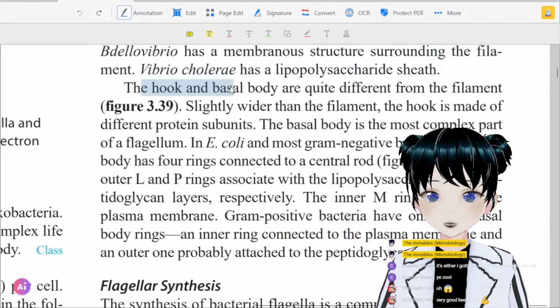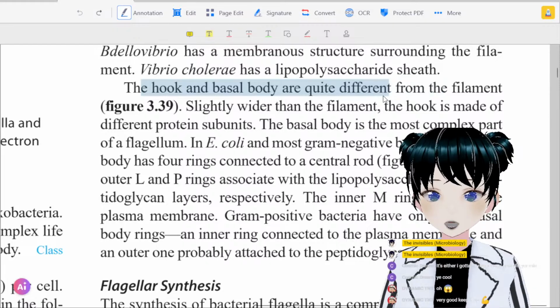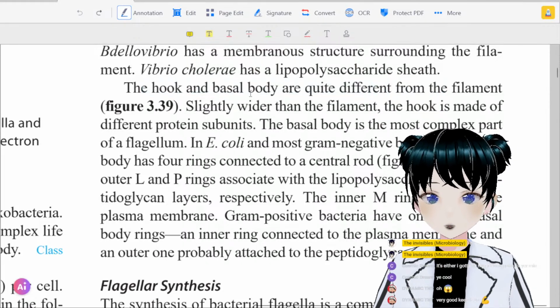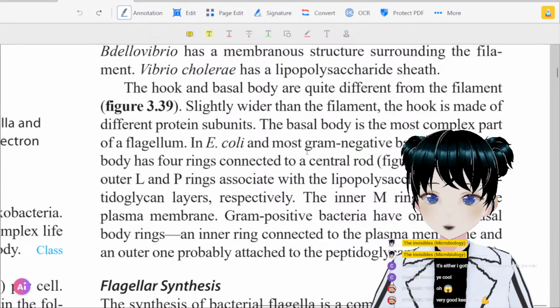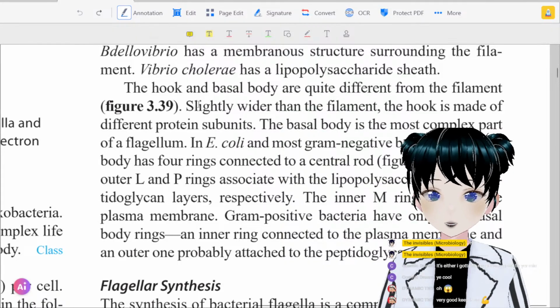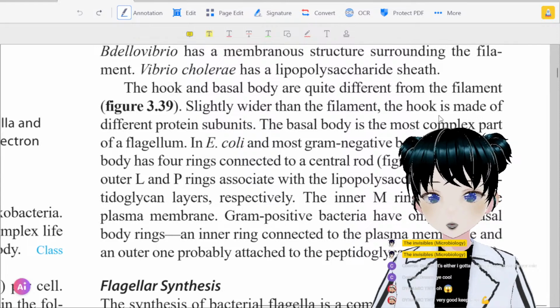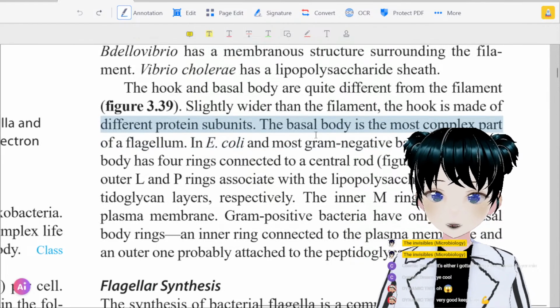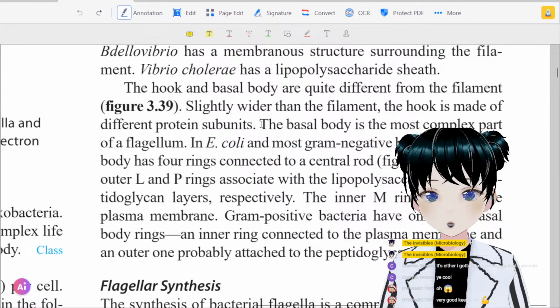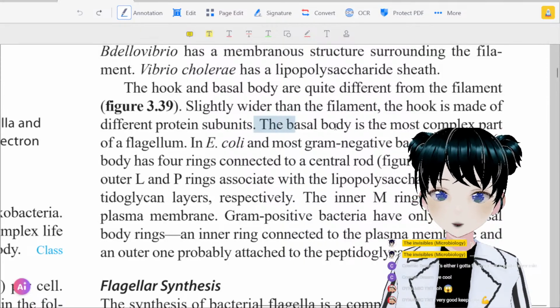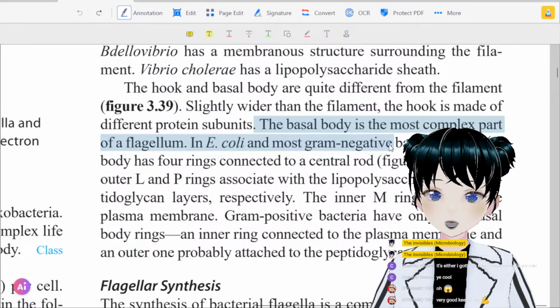The hook and basal body are quite different from the filament. Why? Because they are embedded in the cell, so of course their structure has to be compatible with the cell. The filament can do whatever it wants. Slightly wider than the filament, the hook is made up of different protein subunits, while the filament is made up of only one type of protein, and that is flagellin. The basal body is the most complex part of the flagellum.